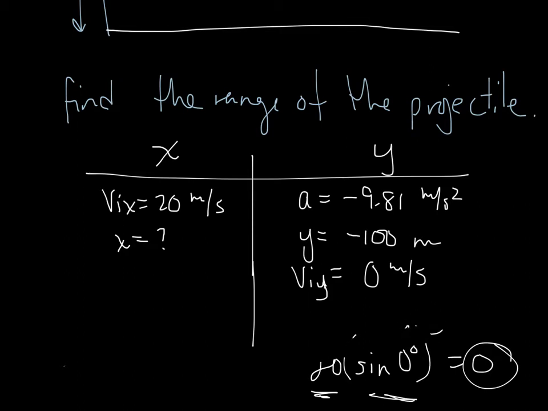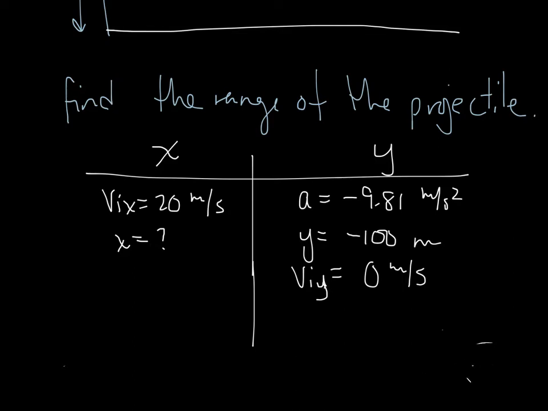You should know off the bat, just from the problem, if an object is fired horizontally, you should know automatically that this is true right here. Whenever an object is fired horizontally, that is always true. VIY is always 0 when it's fired horizontally. If it's fired at any angle, you have to use what we know with VIX and VIY being cosine and sine parts. What's the linking variable that's missing? T.